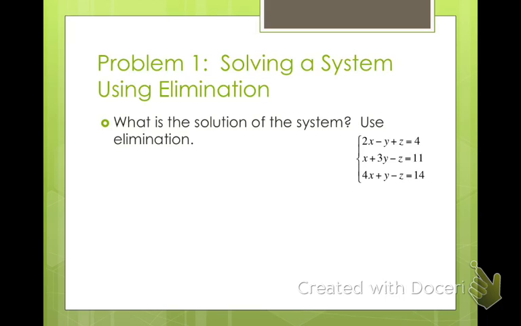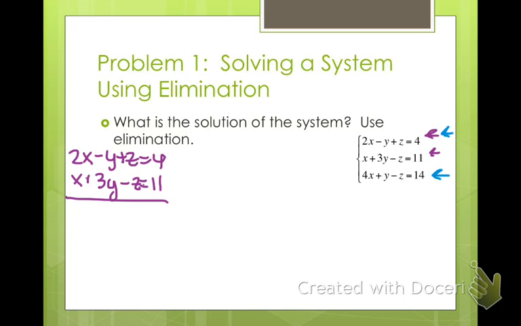Since the first one is positive, I'm going to do the first one and the second one. And then I'm going to do the first and the third one. We have to do it twice to get rid of our variables. So 2x minus y plus z equals 4, and x plus 3y minus z equals 11. If I add straight down, I get 3x plus 2y equals 15. So there's one.